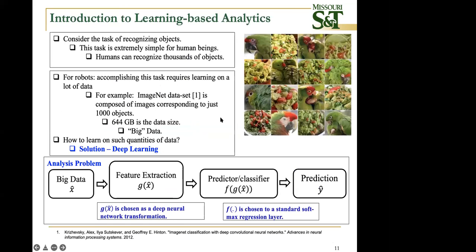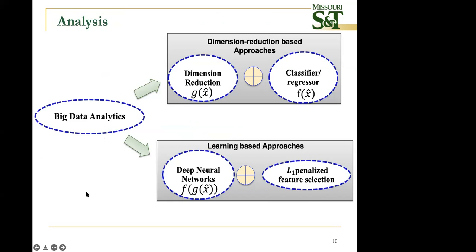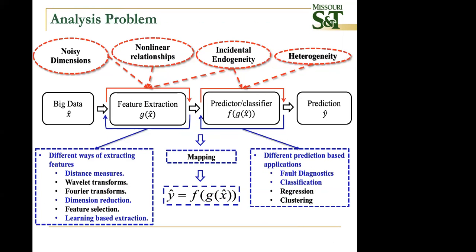The issue with this analysis problem is that you have to look at a reduction in dimensions, then look at some nonlinear relationships between data and extract some features, and then you predict or classify, which has some issues. Incidental endogeneity plays a bigger role. Heterogeneity also plays a bigger role here. And you see the noisy dimensions play a role in the feature extraction. And eventually you try to predict, okay?